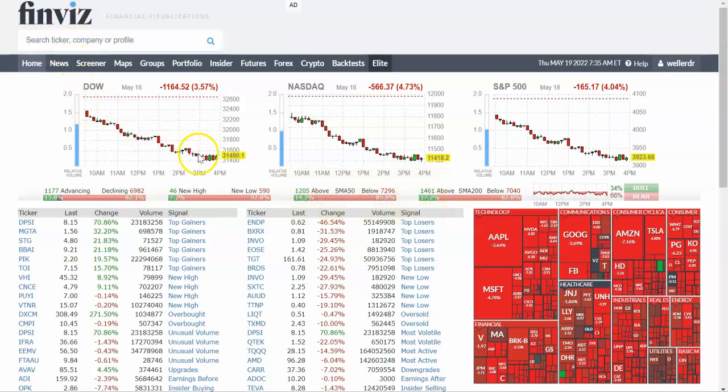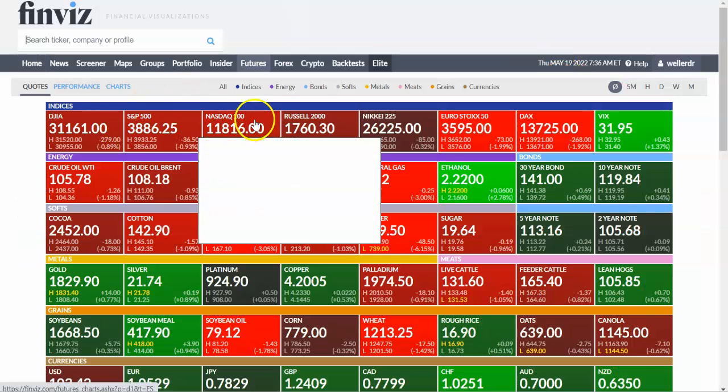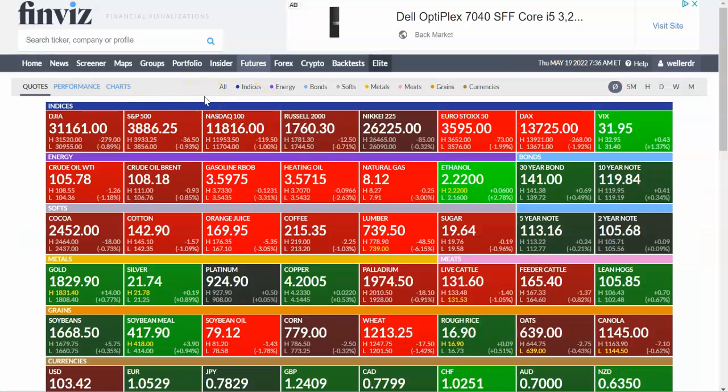Looks like yesterday was a bit of a downslide. Yeah, nearly 4%. Wow, 4% on the Nasdaq, 4% on the S&P 500. Wow. Any green in there? The futures don't look so bright either. Maybe more of the same today.